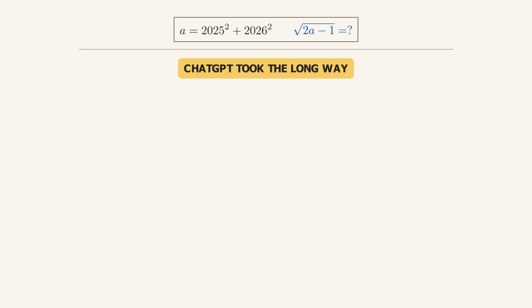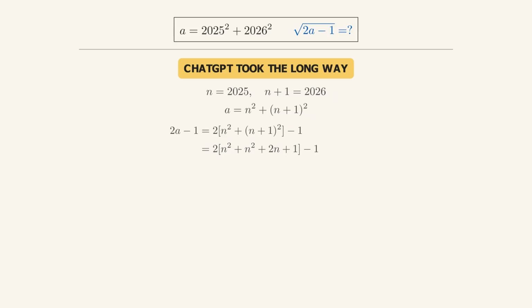When ChatGPT tackled this, it did what most of us do. It substituted n, expanded, and ended up with a massive quadratic expression, only to factor the whole thing right back into a square. It gets the right answer, but why expand everything out just to pull it back together?